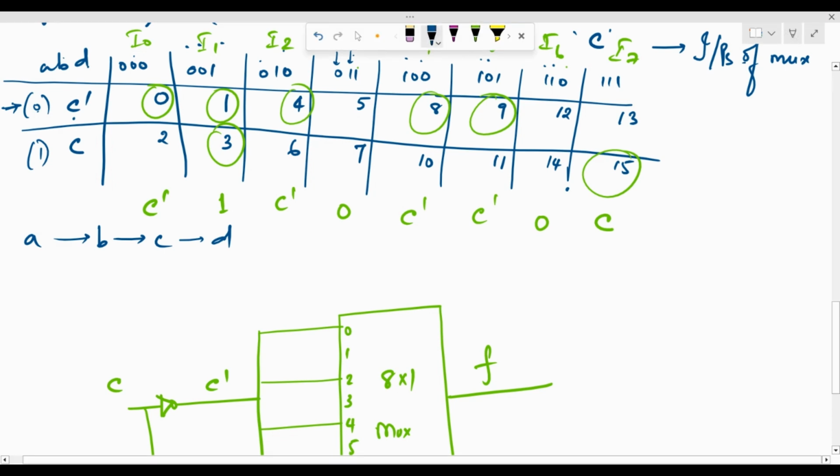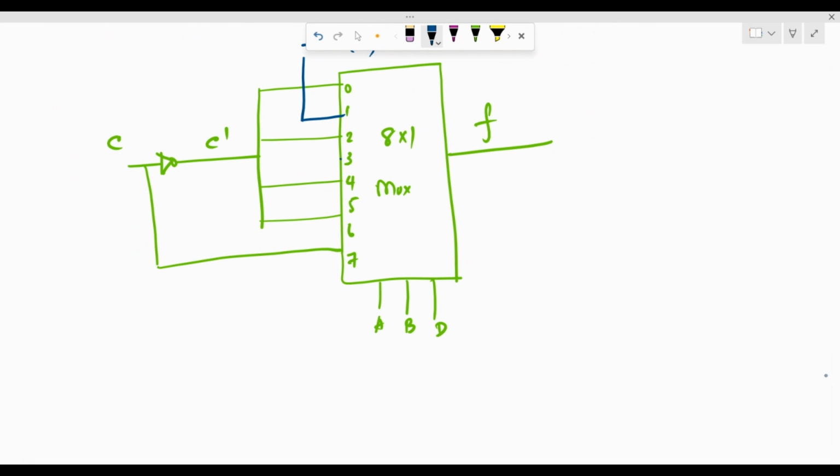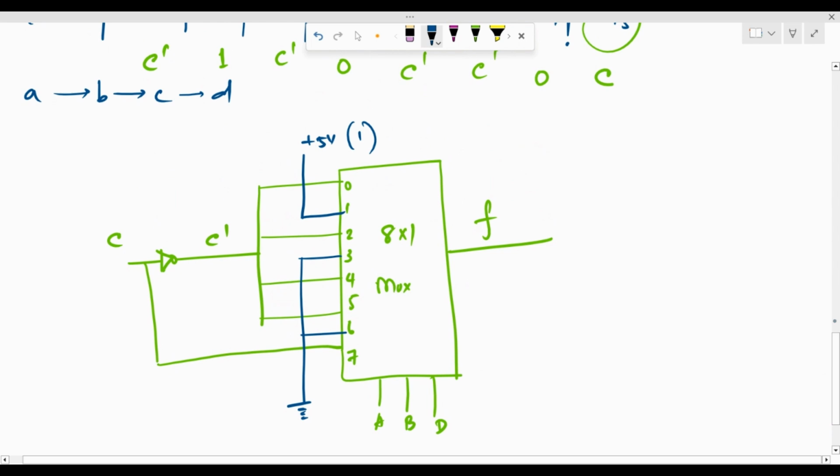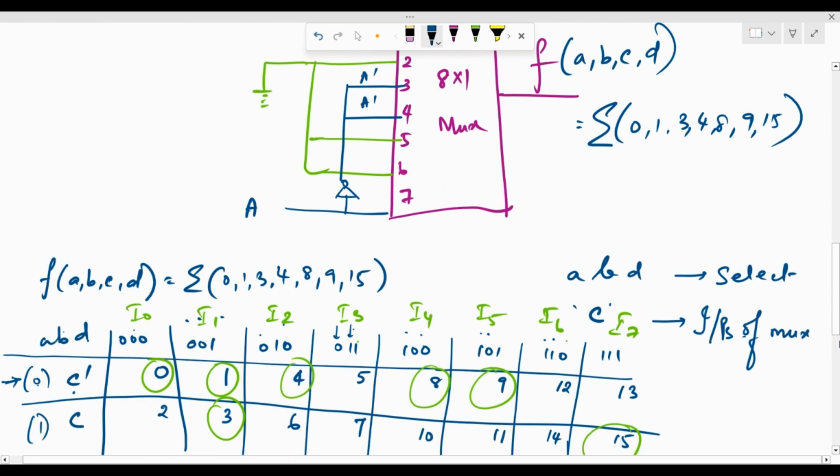I1 is connected to plus 5 volts, meaning it is 1, and I3 and I6 are grounded. So when we make connections to this 8 cross 1 in this manner, where A, B, D inputs are connected as select lines, and C is involved in framing the inputs of the multiplexer, we will be able to implement the function F of A, B, C, D such that it will satisfy these minterms.